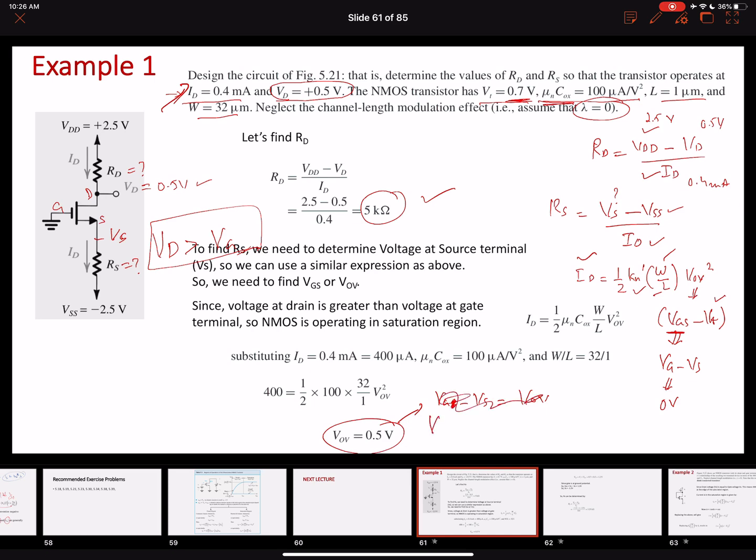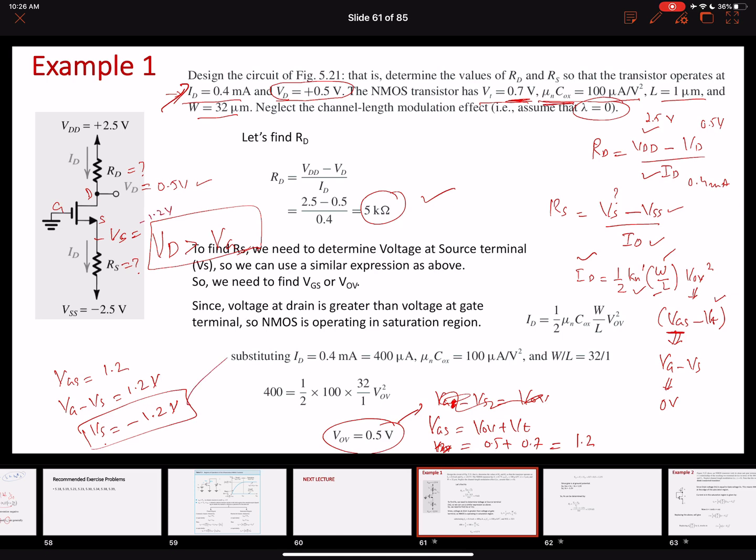Okay. So the gate to source voltage is equal to the overdrive voltage plus the threshold voltage, right? We already know the overdrive voltage is 0.5, plus the threshold voltage, which is 0.7. So the gate to source voltage will be 1.2 volts. So the source voltage comes out to be minus 1.2 volts, right?